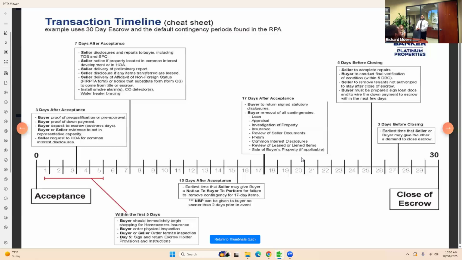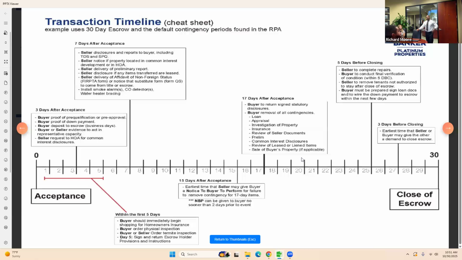And if you don't remove them, what happens? No? You can still close. Huh? No? You could get a notice to perform. You could, but like if you don't remove contingencies, what happens? The transaction keeps going. Yeah. Could that be a strategy? Like just wait until day 17 and then send in your repairs?